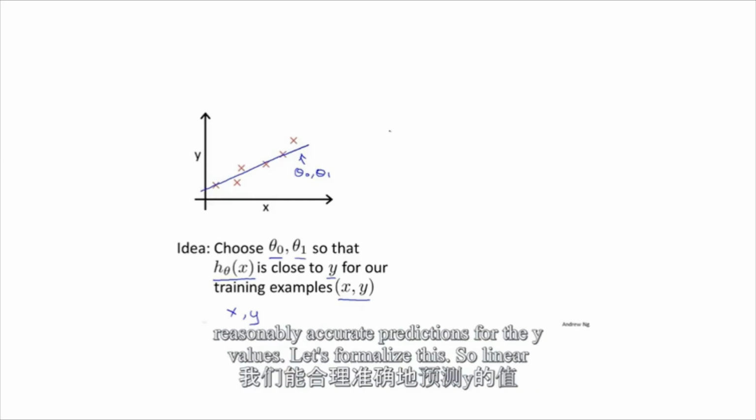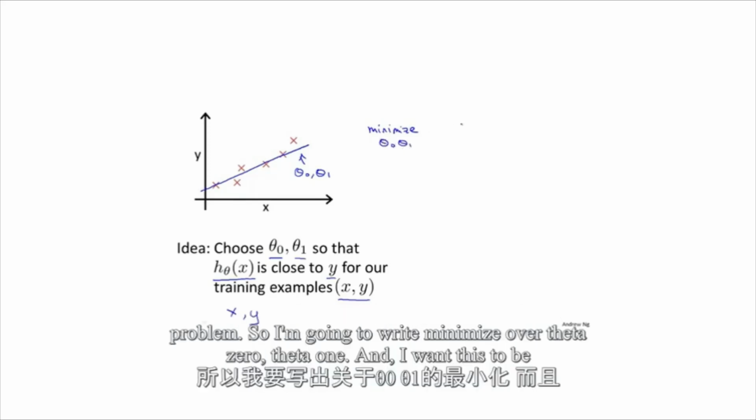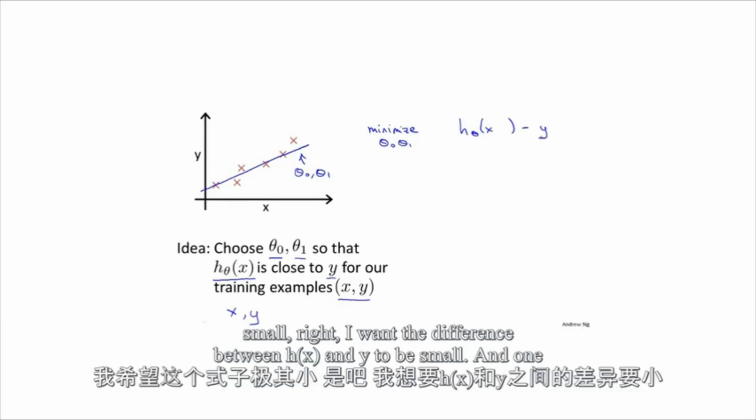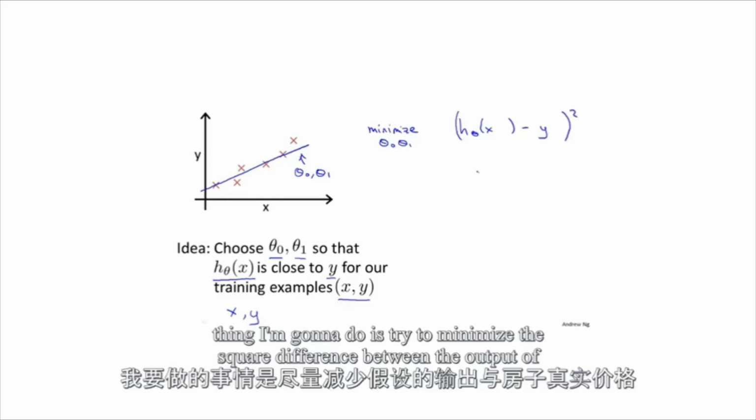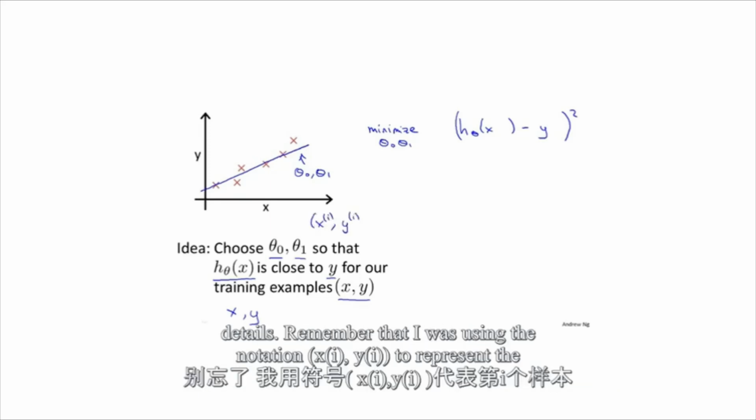Let's formalize this. So in linear regression, what we're going to do is I'm going to want to solve a minimization problem. So I'm going to write minimize over theta 0, theta 1. And I want this to be small, right? I want the difference between h of x and y to be small. And one thing I might do is try to minimize the squared difference between the output of my hypothesis and the actual price of a house. Okay? So let's fill in some details. You remember that I was using the notation xi comma yi to represent the ith training example.